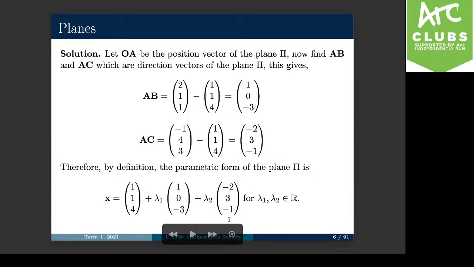Okay, all good. So this is actually interchangeable. You can let OB be the position vector and find BA and BC. Same for C. It doesn't matter which point you choose, it just has to make sense. And I chose OA because it's easy.